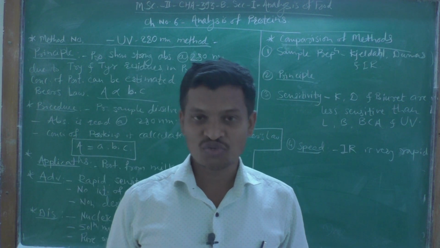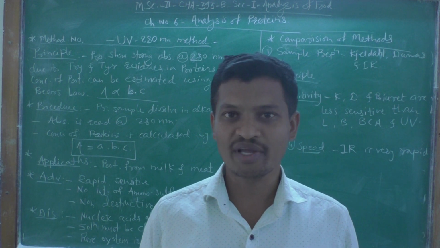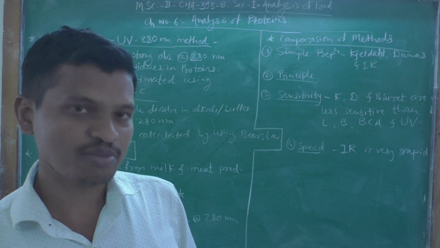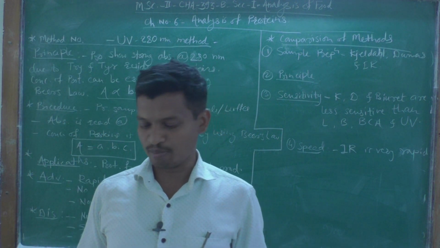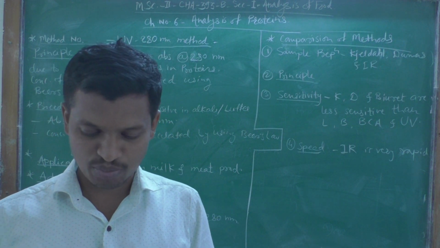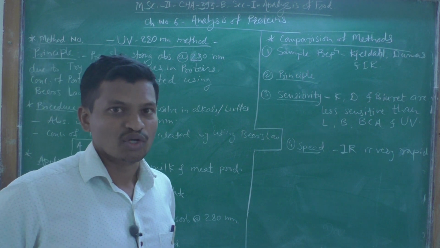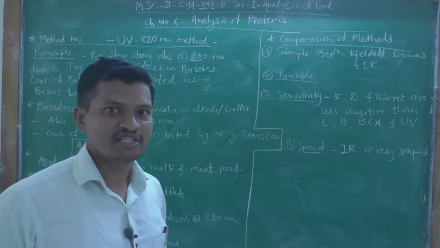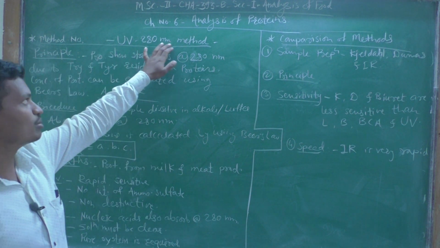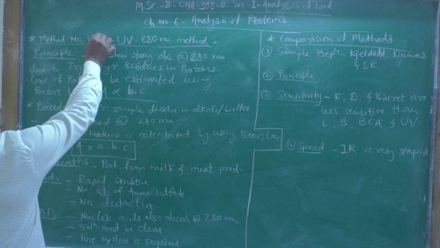So friends, we are discussing the food analysis part and our current topic is protein analysis. We have discussed a lot of methods for the estimation of protein present in the food sample. Today we are going to see the last method for the estimation of protein in the given food sample, and the title is UV, that is ultraviolet 280 nanometer method. UV 280 nanometer method. This is the last method. I think it is number 8 or 9.